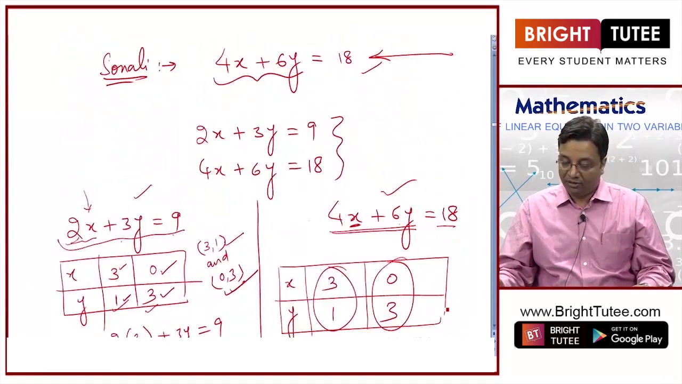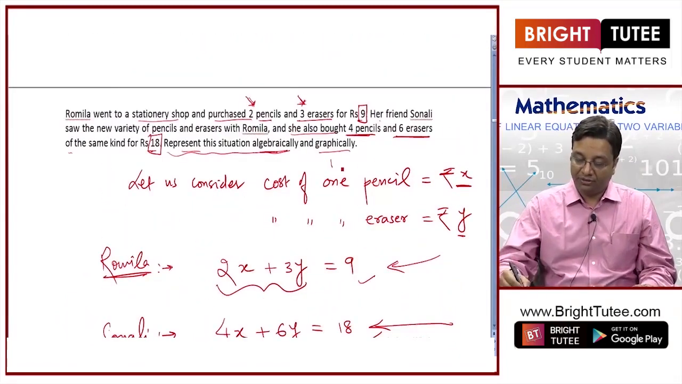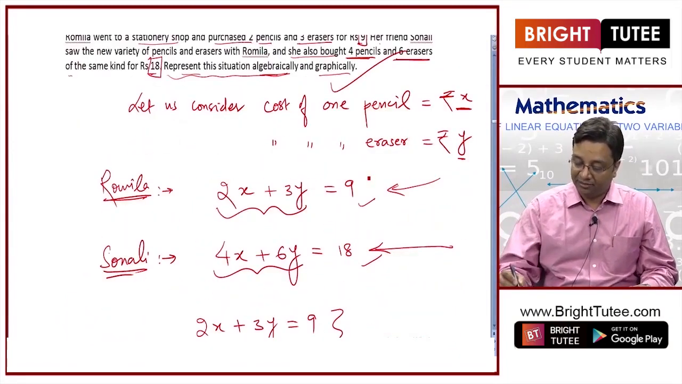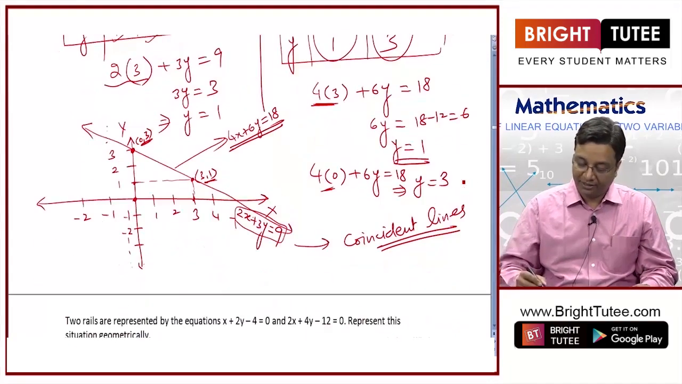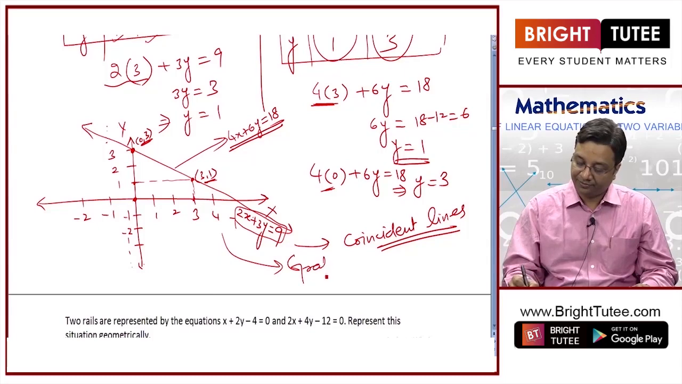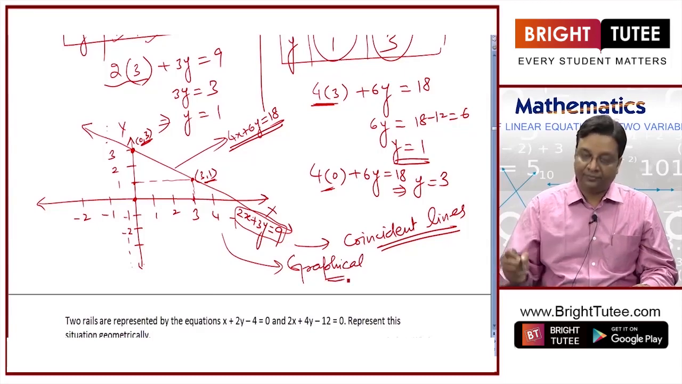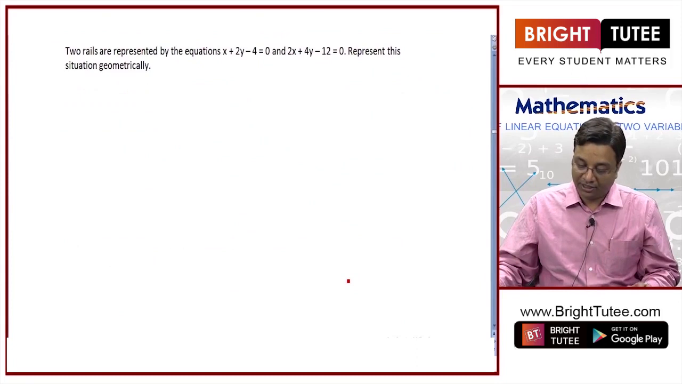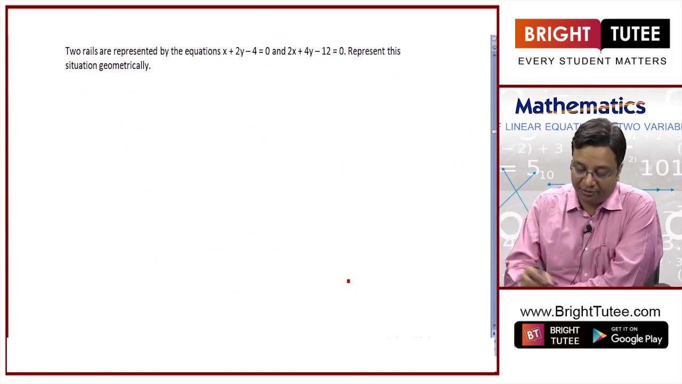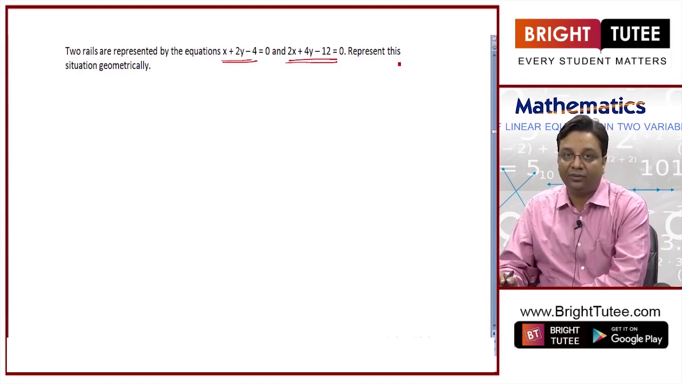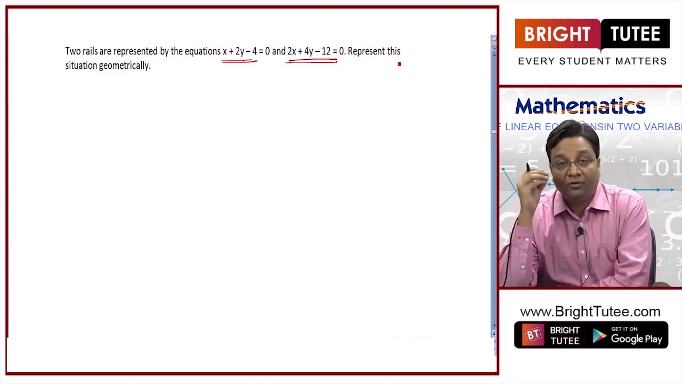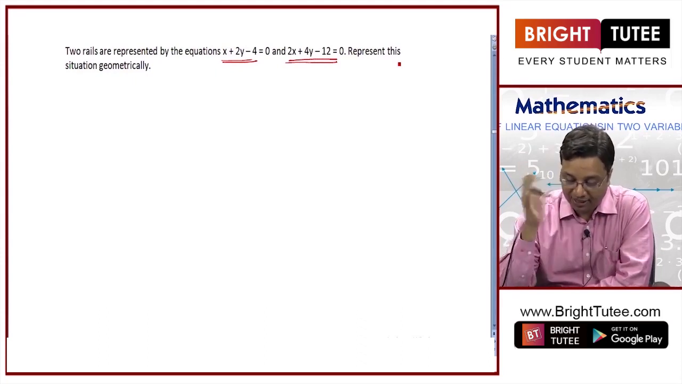Okay. So this was about the graphical representation of this situation as well as the algebraic representation. This was the algebraic representation. Okay, and this is the graphical representation. Let us look at this situation here. Two rails are represented by these two equations. Represent this situation geometrically. First of all, always look at the equations, how they relate with each other.